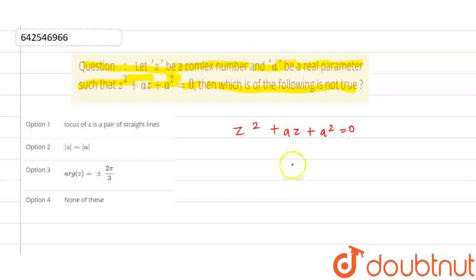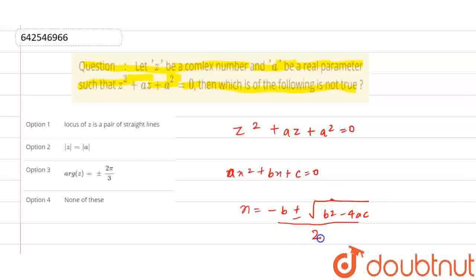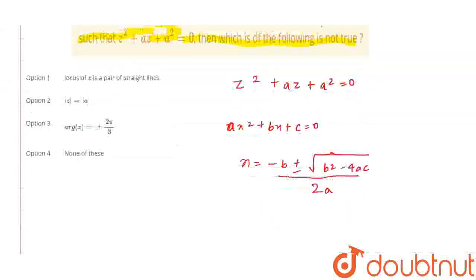Now we will find the factors using this formula: if any equation is given like ax square plus bx plus c, then the formula to find the factors is x equals minus b plus minus under root b square minus 4ac divided by 2a. So now using this formula we will find our factor.